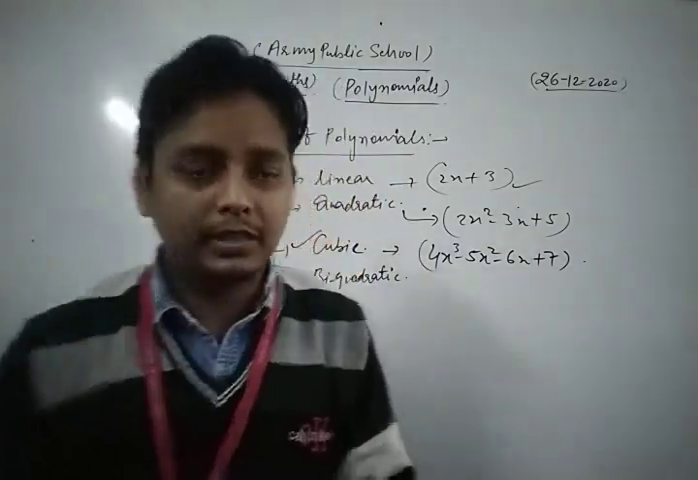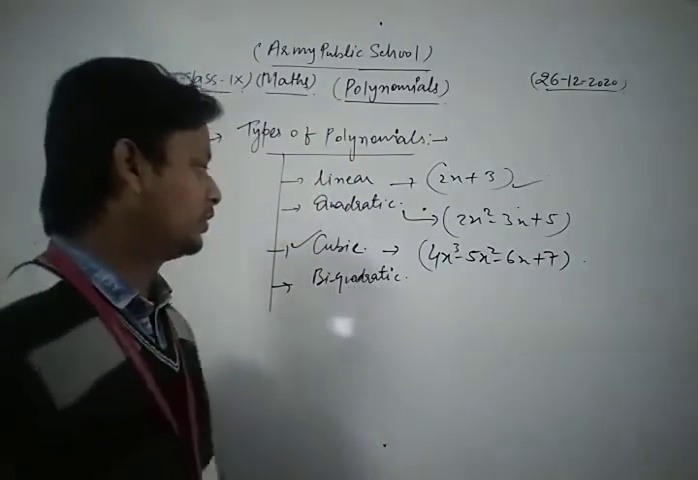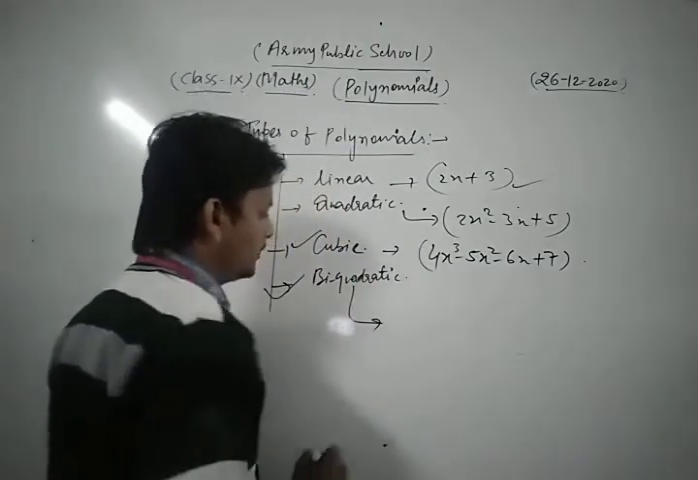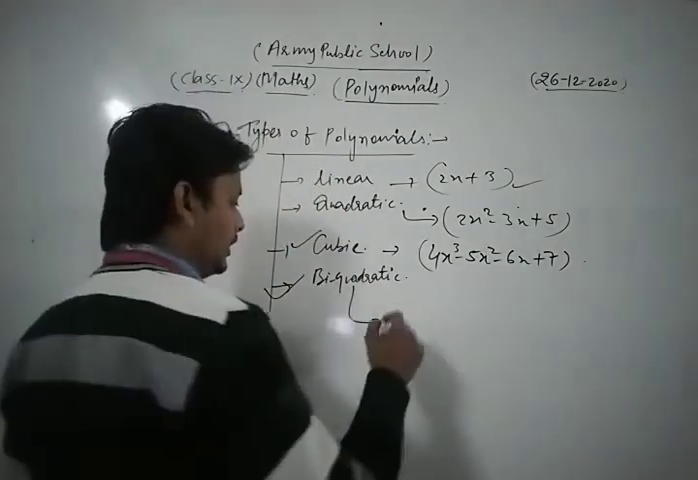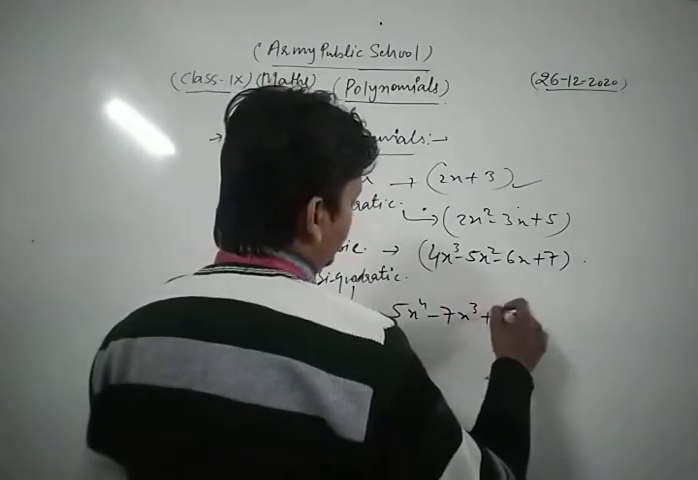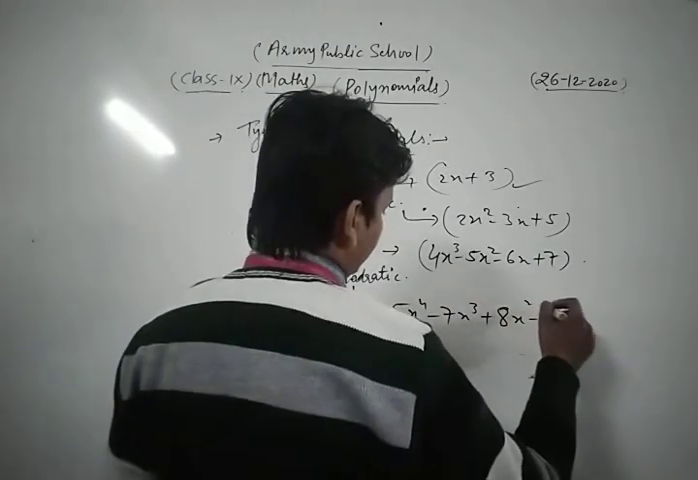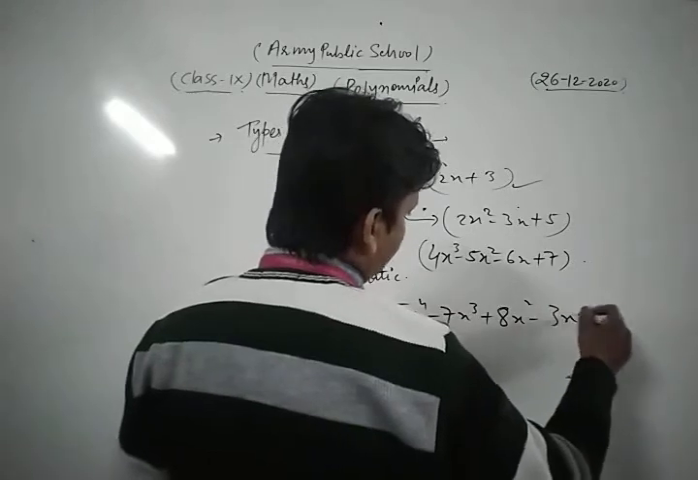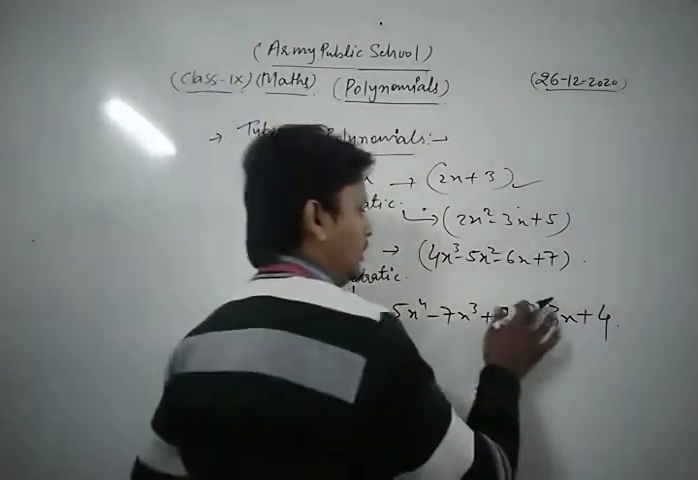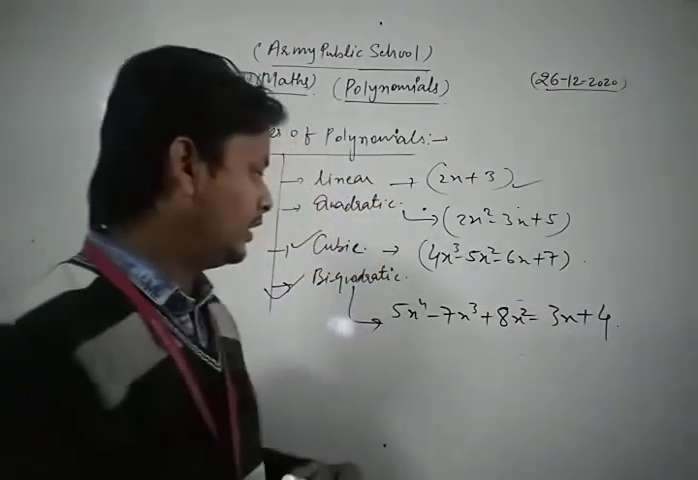So a polynomial of degree 3 is known as a cubic polynomial. Similarly, we discuss the biquadratic. What is the concept of a biquadratic polynomial? Dear students, a polynomial of degree 4, like 5x power 4 minus 7x cube plus 8x square minus 3x plus 4.